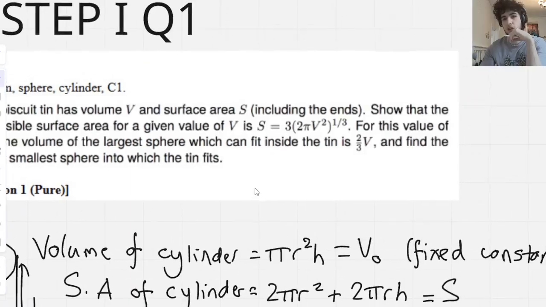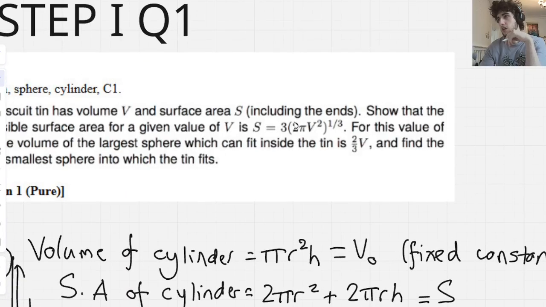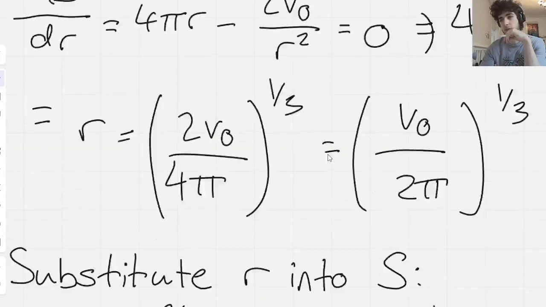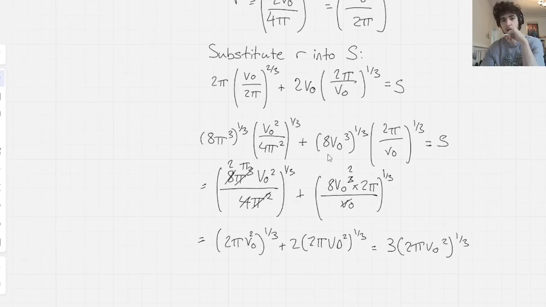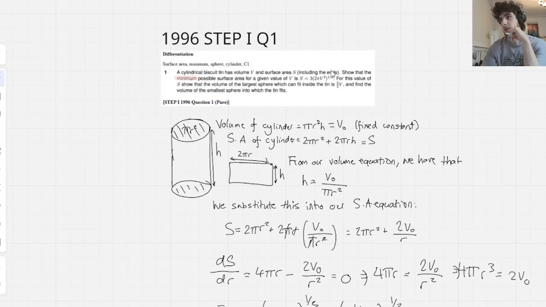So it's saying that we need to show that the minimal surface area is 3 lots of 2 pi v naught squared to the power of a third, and that is exactly what we got. So that's the first part of the question done and dusted. The second part of the question says, for this value of S, the volume of the largest sphere which can fit inside the tin is 2/3 v. So, okay, how are we going to do that?